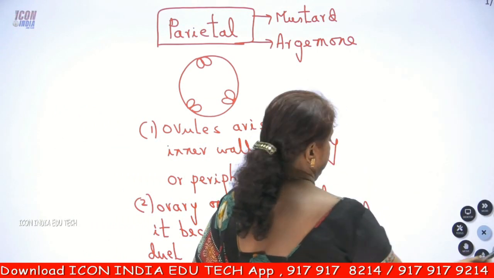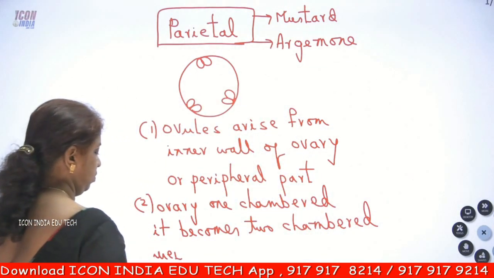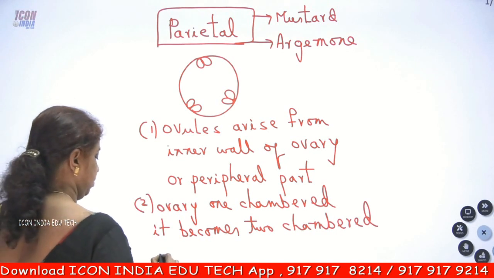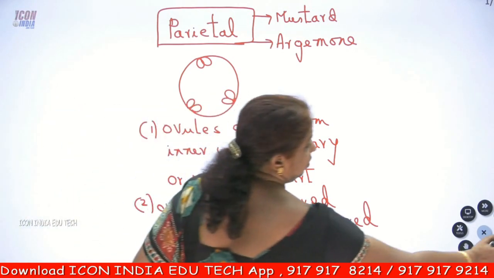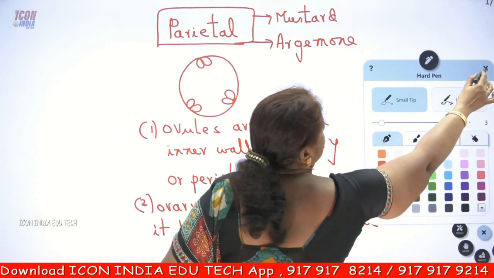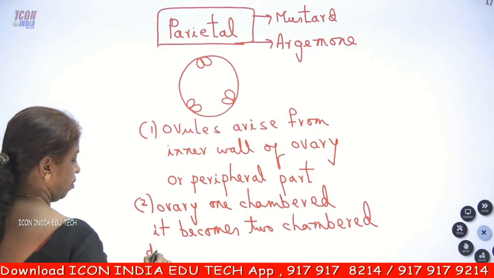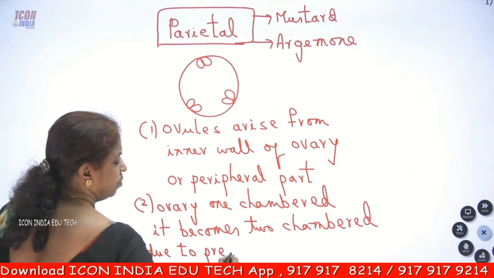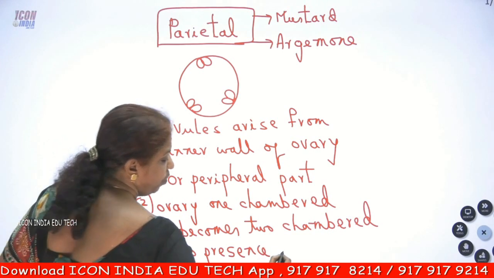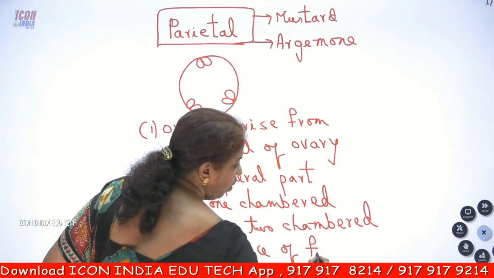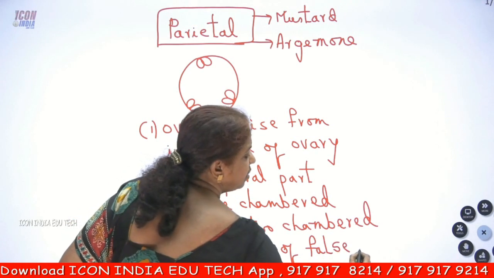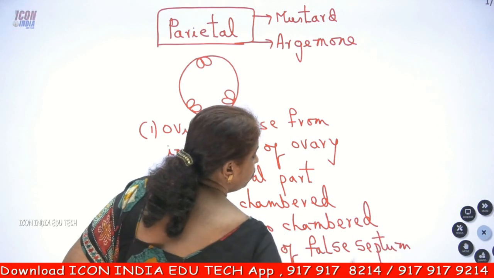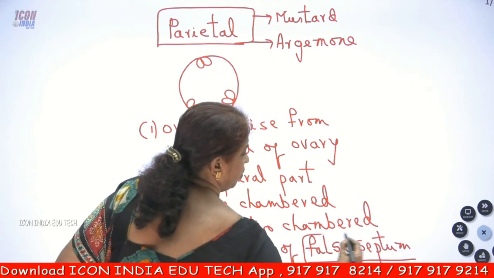See here. So mention, it becomes two chambered due to the presence of false septum. You can impress the examiner with the false septum. The examiner will be checking whether the student has mentioned the false septum or not.